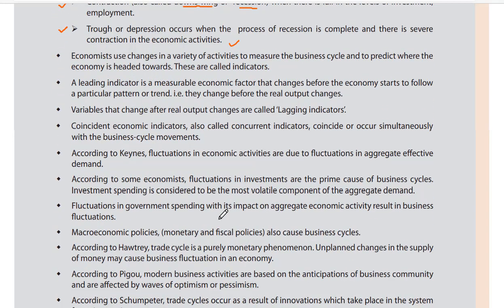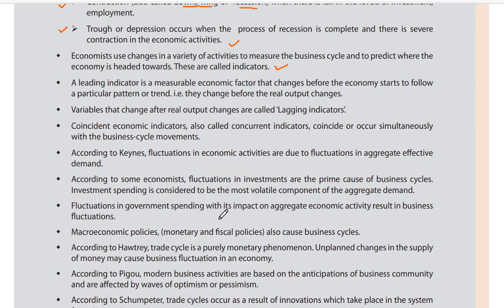Economists use changes in a variety of activities to measure the business cycle and to predict where the economy is headed towards. These are called indicators. A leading indicator is a measurable economic factor that changes before the economy starts to follow a particular pattern or trend, that is, they change before the real output changes.